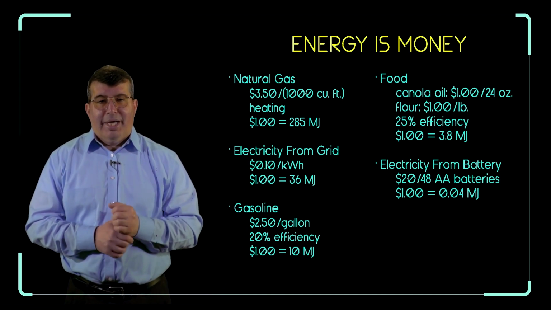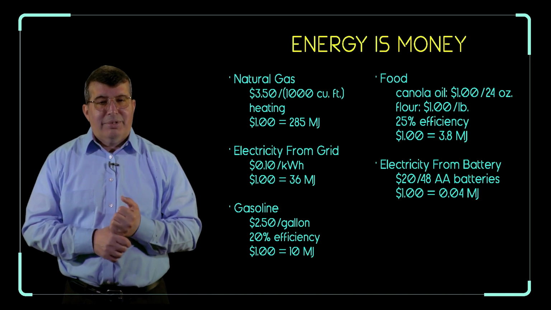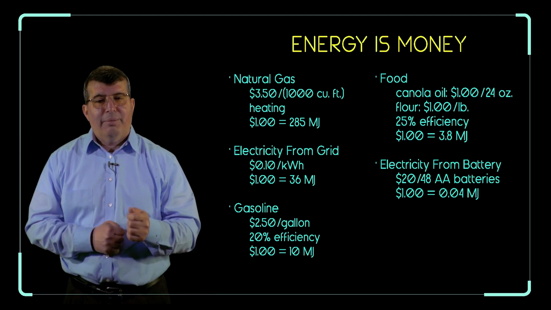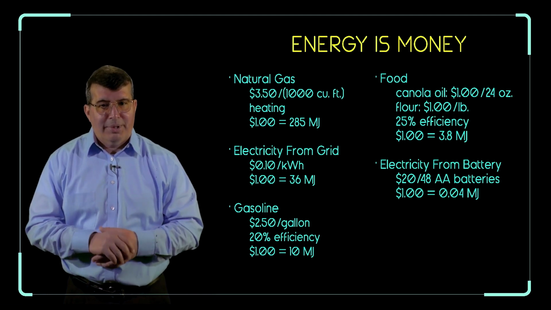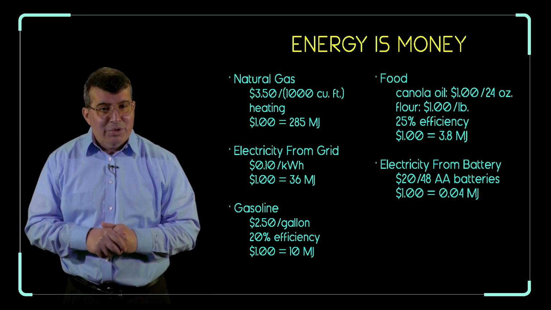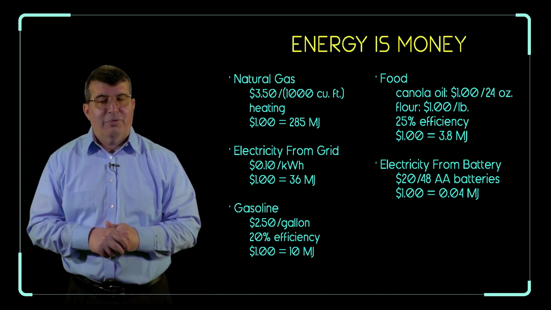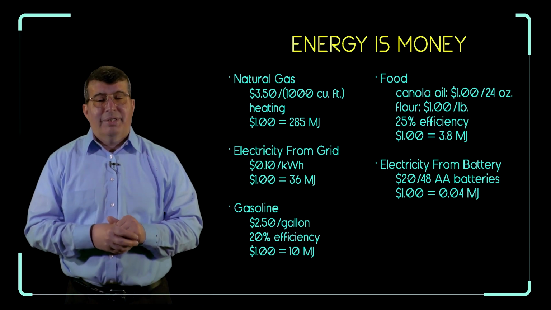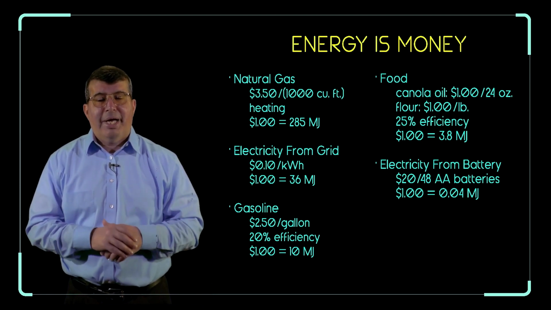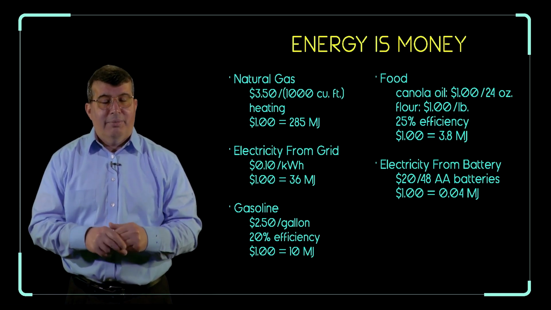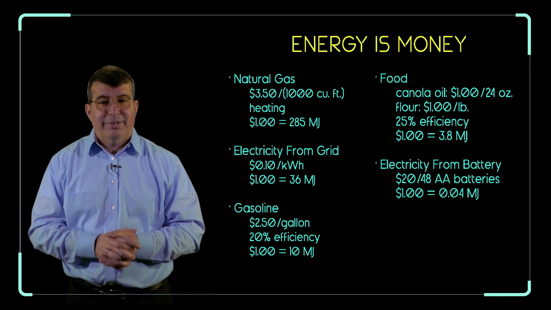How could I do better than that? Well, I could buy rechargeable batteries. And if I were to buy rechargeable batteries, then I could refill them with energy from the electrical company. And the electrical company will give me about 36 million joules of energy for my dollar. So that's about 1,000 times more. So the energy that goes into batteries is about 1,000 times cheaper when you recharge a rechargeable battery than when you buy a disposable battery.